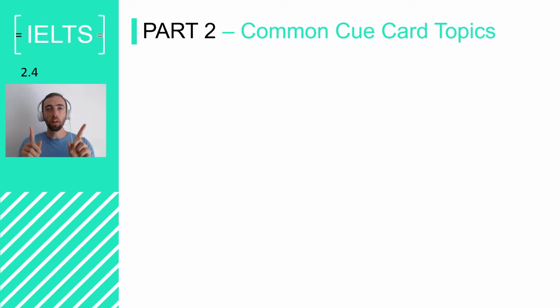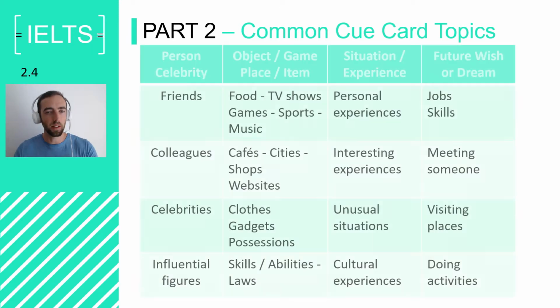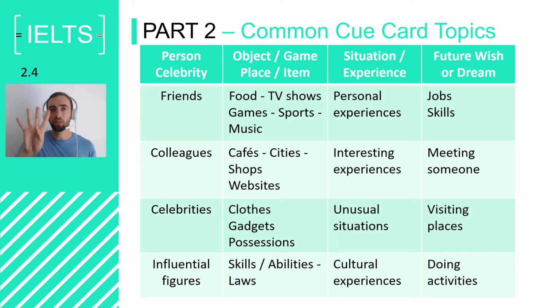So in order to be 100% ready for part 2 of your IELTS speaking test, here's a list of the most common cue card topics. Generally speaking, there are 4 main part 2 topics: describe people, describe a place or an object, describe a situation, and describe a future wish or a dream. This is a very general list, and sometimes there are topics that fall between these and they're very specific, but for the most part, these are the main 4.